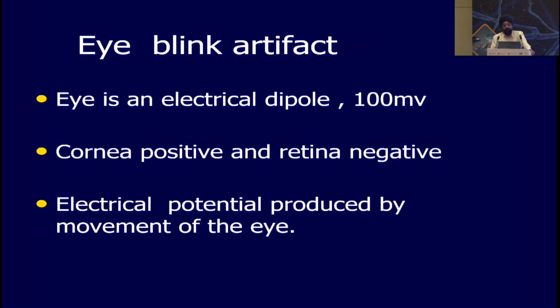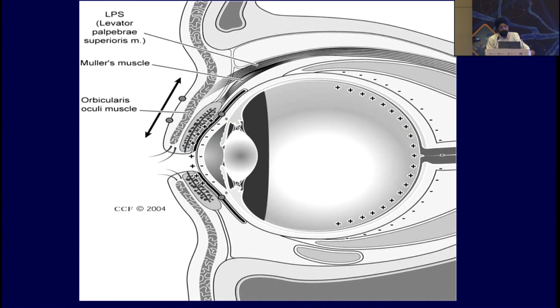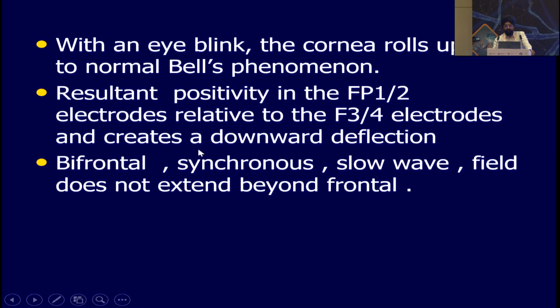Now, eye blink artifact: the eye is a dipole. The cornea is positive, the retina is negative, so you have a dipole in the eye itself. It's an electrical potential produced by the movement of the eye. Now when you close the eyes, you have a Bell's phenomenon. Most of you are neurologists, I need not tell that. When the eye goes up, you have a positive phenomenon, which makes it more positive. So you have a downward deflection with a positive phenomenon.